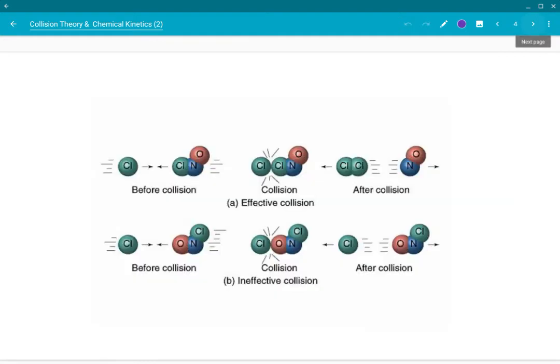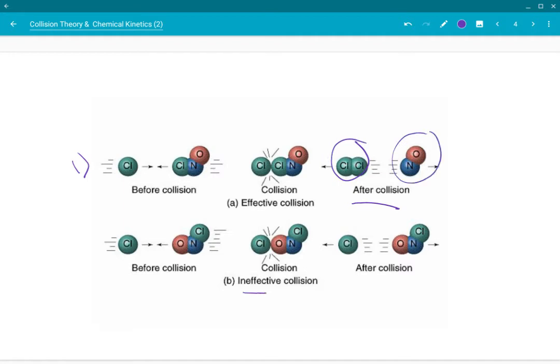So here's a visual for that. We can see an effective collision is this first one here. You'll see we have chlorine with this molecule NOCl. We have this effective collision. It goes in with the perfect orientation and enough energy. And you can see after the collision, we now have two different products as a result.